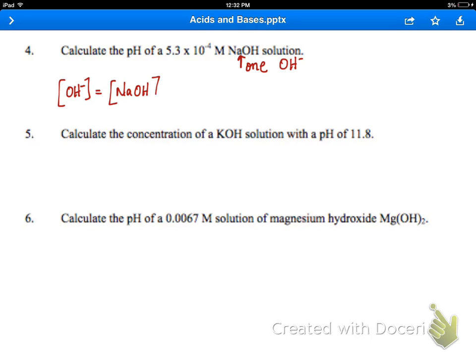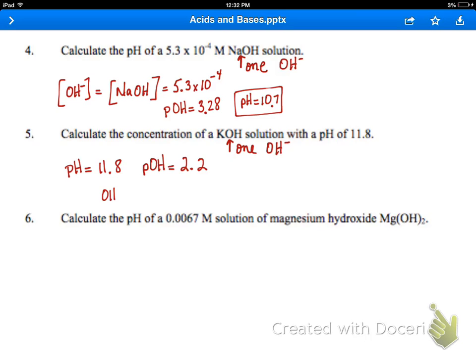Let's do some more. In this next one, number 4, instead of an acid, we have a base solution. We have sodium hydroxide, NaOH. So instead of giving us H+, it's going to give us OH-. And because it has one OH, the OH- is equal to the NaOH concentration, which is given, and that allows us to calculate the pOH, and then we can use the pOH to get the pH. So it does require more steps.